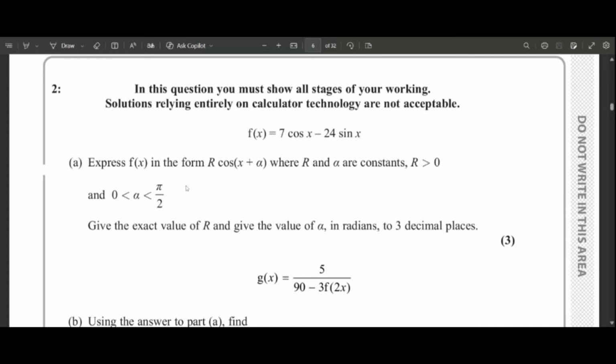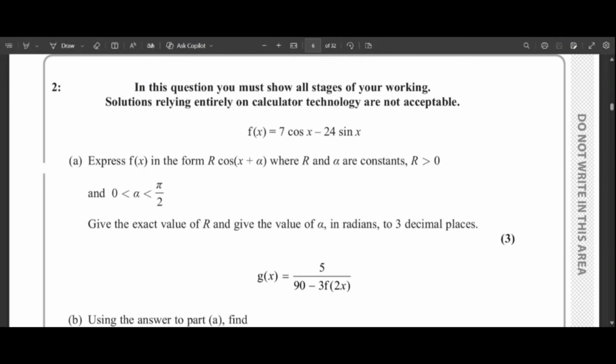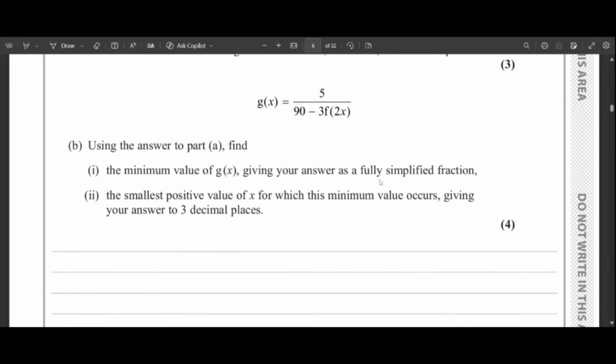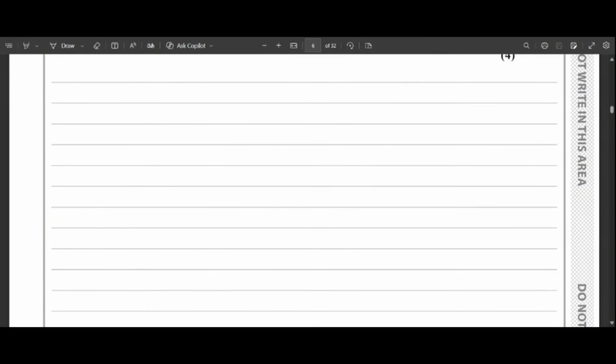So this is our question number 2. We can see here that we have a function fx which is equal to 7 cos x minus 24 sin x. Now in part A we have to express fx in the form r cos x plus alpha, where r and alpha are constants and r is greater than 0 and alpha is within this range. We have to give the exact value for r, and we have to give the value of alpha in radians to 3 decimal places.